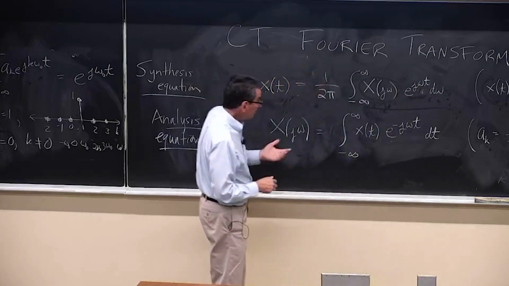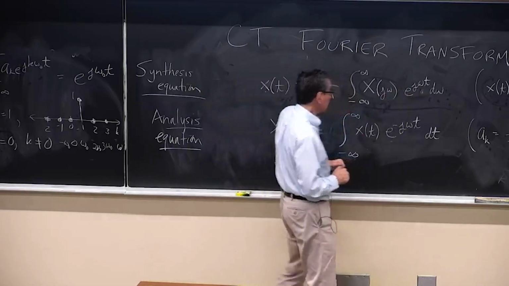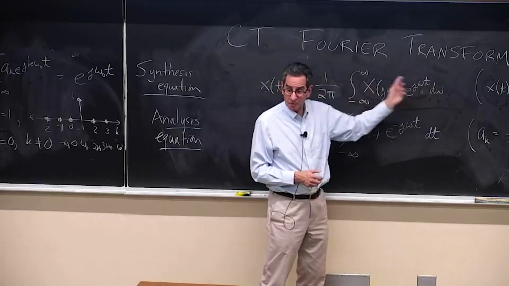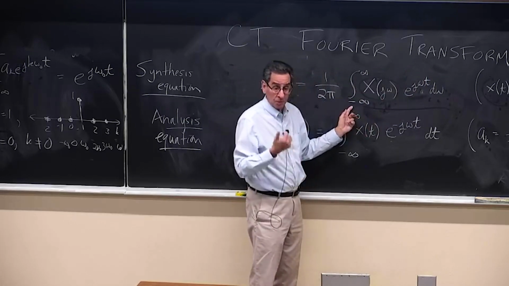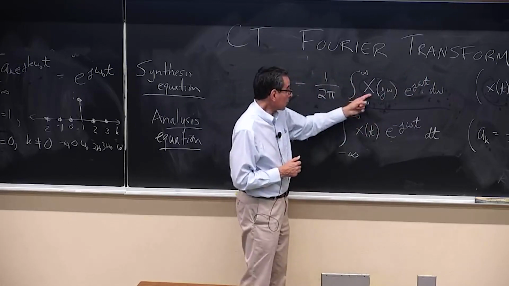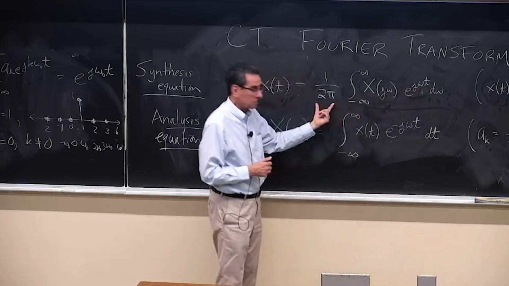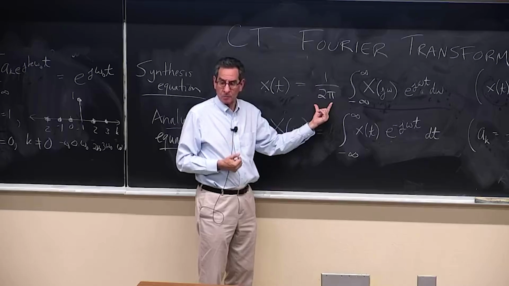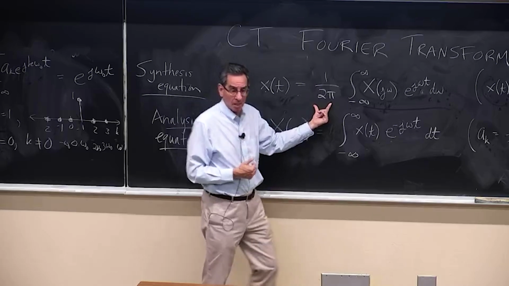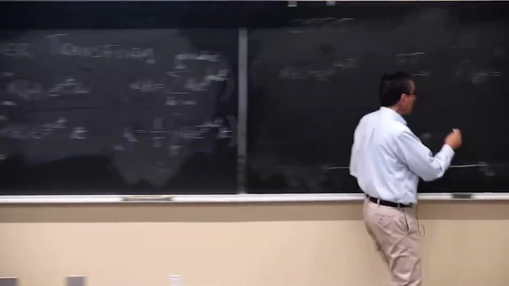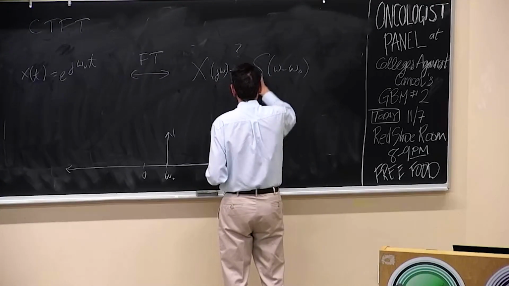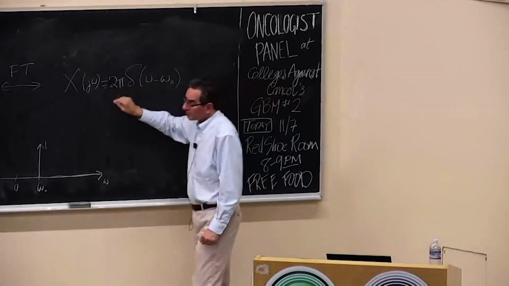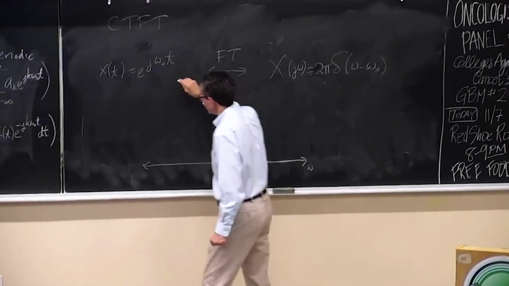So if we evaluate that, using the sampling property of the delta function and the fact that the delta function integrates to 1, we actually end up with e to the j omega naught t divided by 2 pi. It's not quite what we want. We want it to be exactly e to the j omega naught t. So what do we do? We say, well, this didn't work, so let's make it work. Let's put 2 pi in front. And now, when I plug this into the synthesis equation, I get that out.